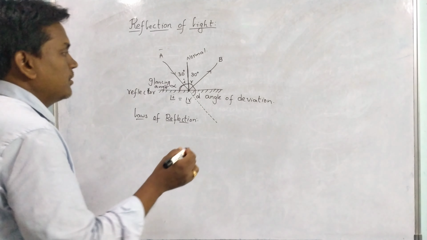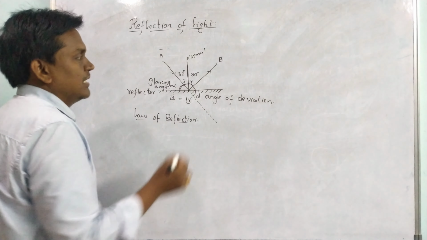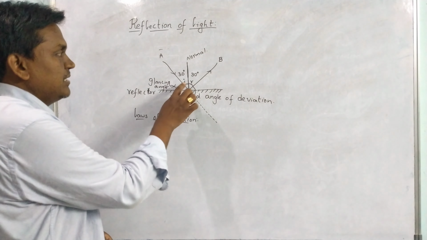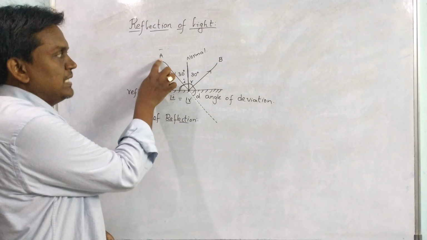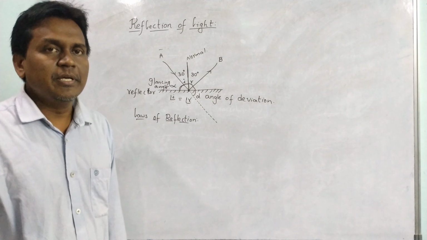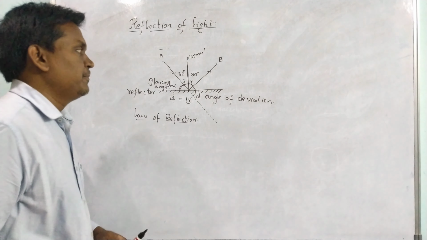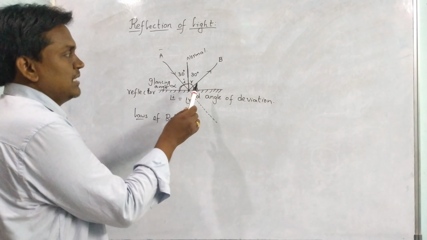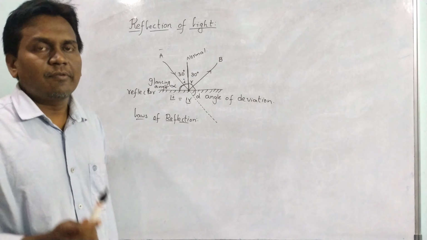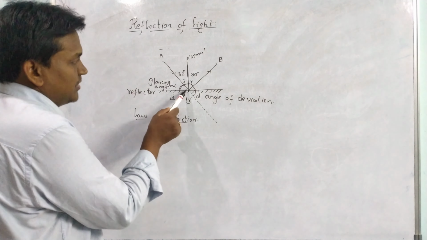Now if you consider the definitions of these, this is the incident angle. We can define the incident angle like this: the angle between the incident ray and the normal is called the angle of incidence. And this we can define like this: the angle between the reflected ray and the normal is called the angle of reflection.